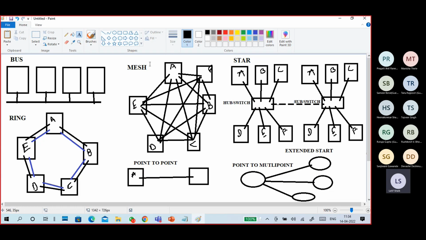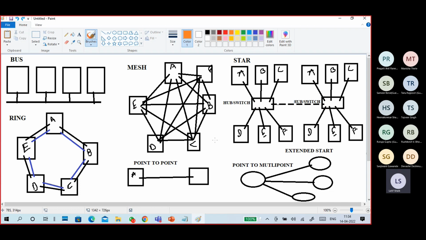And when it comes to hybrid, when can we say it is a hybrid? See, it is point to point plus something else. You can see this one: this is the point to point topology plus a switch star topology. Like that, hybrid will come in.